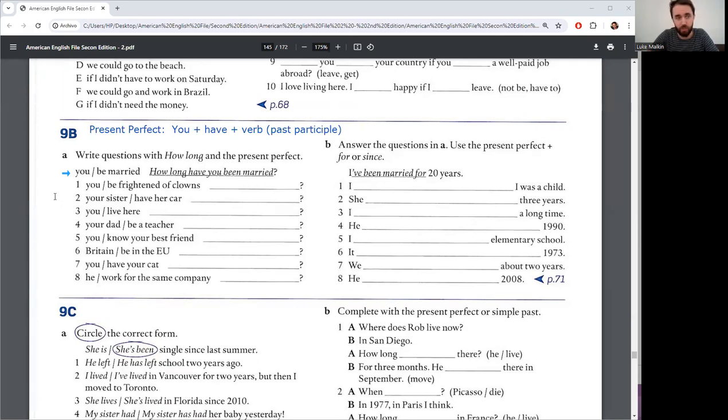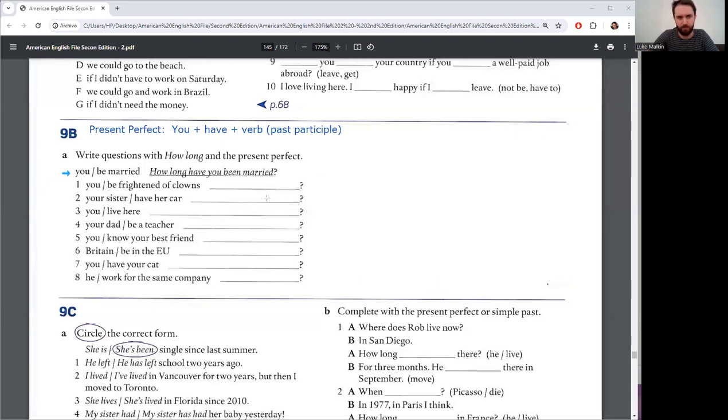Okay, let's check. Number one, how long have you been frightened of clowns? Clowns in the circus. Are you afraid of clowns? How long have you been frightened of clowns? Number two, how long has your sister had her car?